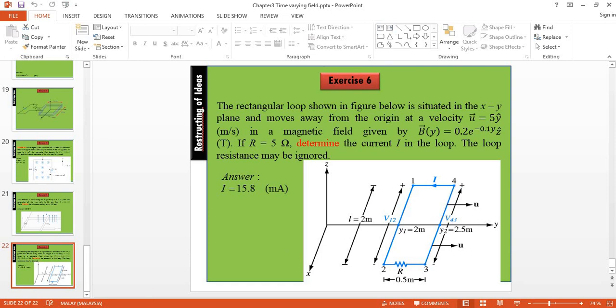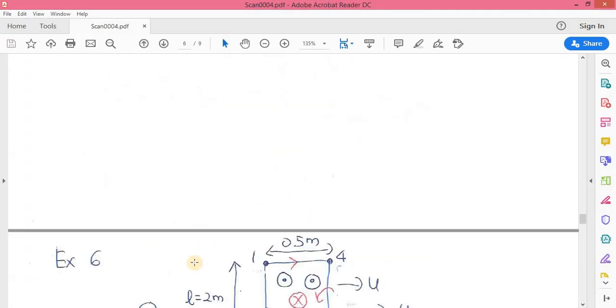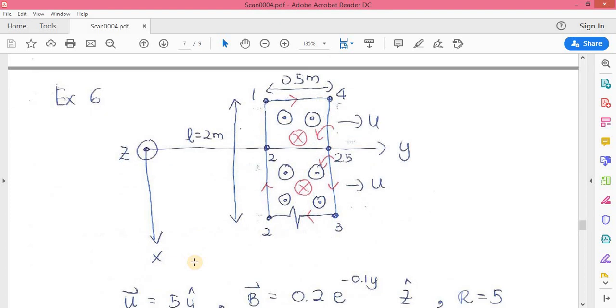So you have to redraw it here again. I draw it in 2D. This is the direction x, direction y, and I assume the positive z is pointing out from the page. And this is my loop. I have points 1, 2, 3, 4 moving in these directions, and the length is 2 meters, and here is 0.5.